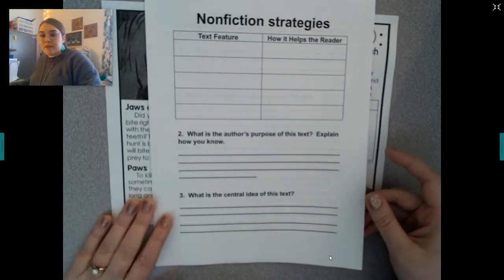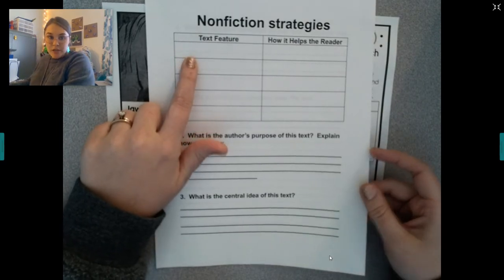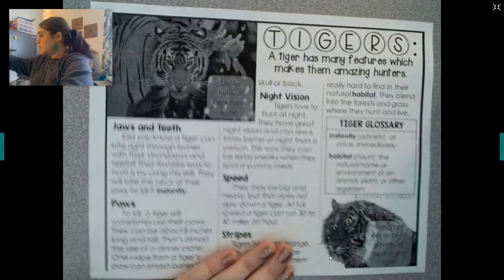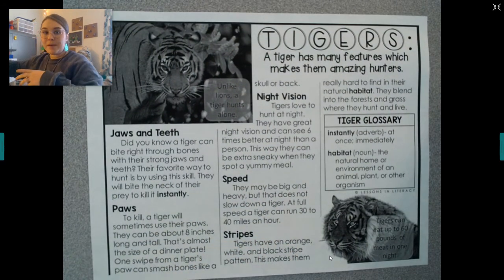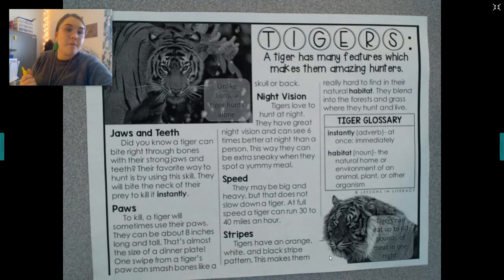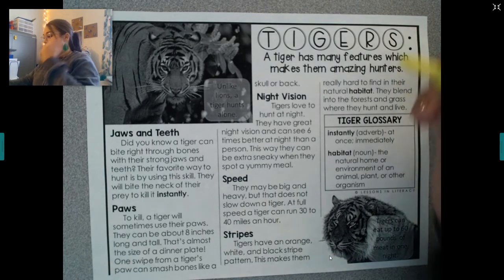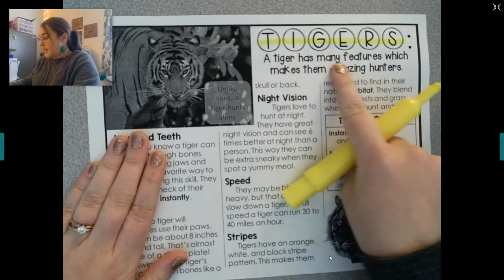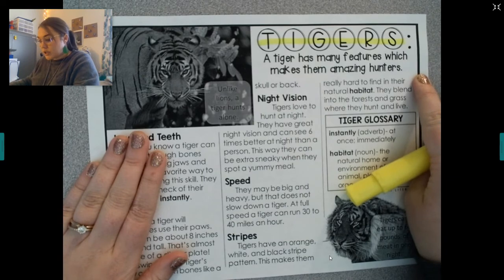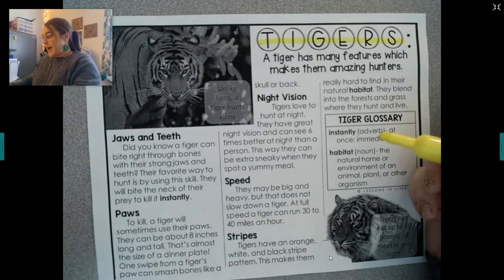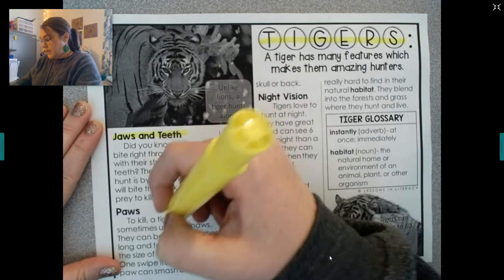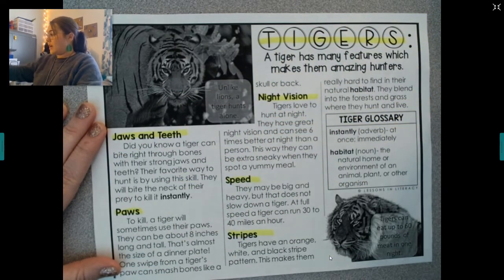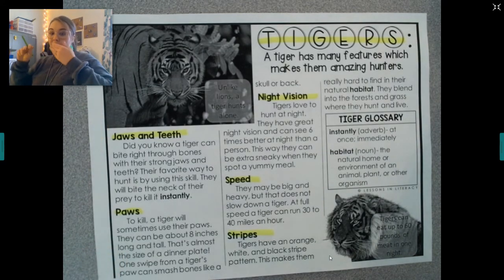But before I ever read the article, I'm going to look for text features, because text features, again, tell me that it's nonfiction, and they help me get an idea of the central idea before I ever start reading. So first things first, I'm going to look right here at the title. The title is Tigers. A tiger has many features which makes them amazing hunters. So there's one. I also see some headings: jaws and teeth, paws, night vision, speed, stripes. It looks like they're going to give me a lot of information about tigers.